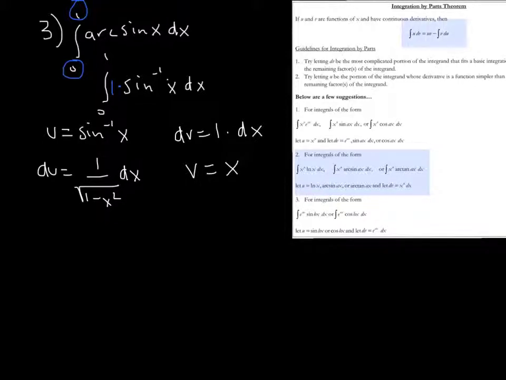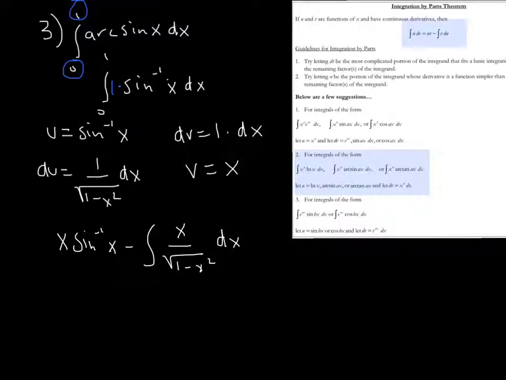And we end up getting u times v. So that's going to be x times inverse sine of x minus the integral of v, which is x, du, which is 1 over the square root, so I'm going to write it as 1 minus x squared dx.